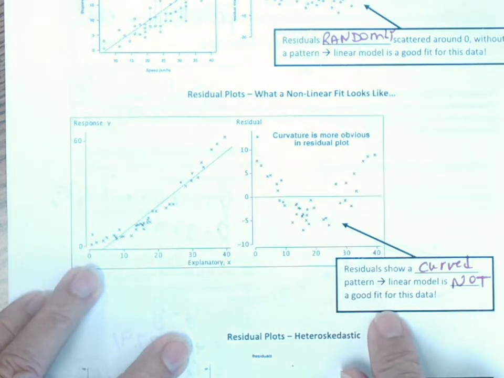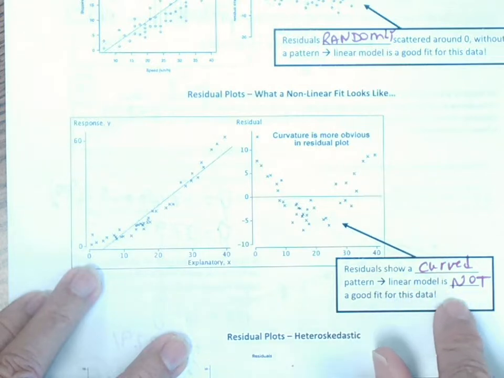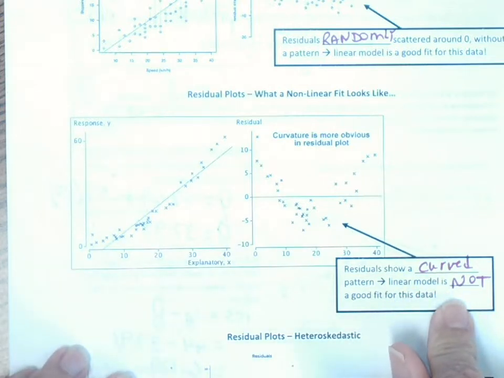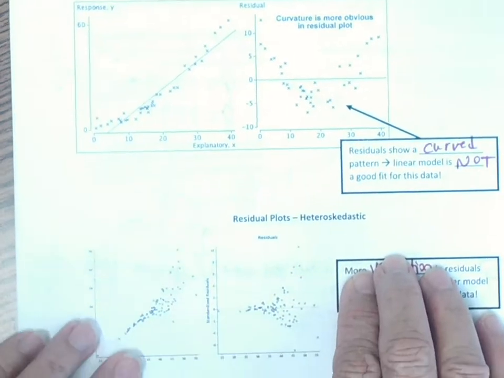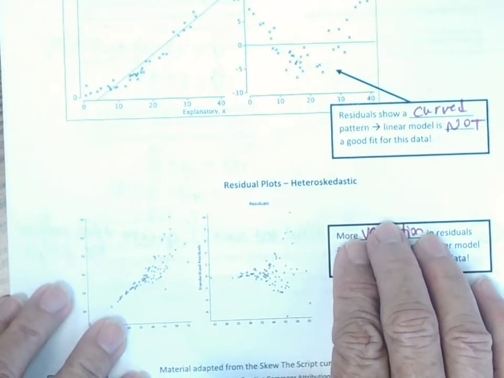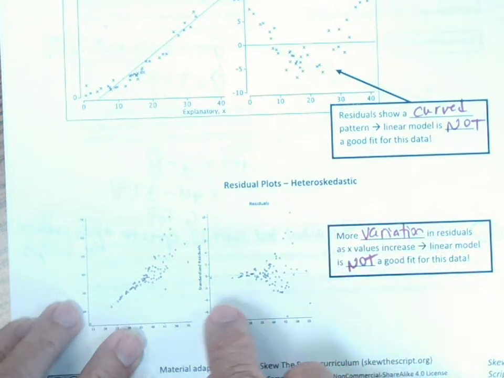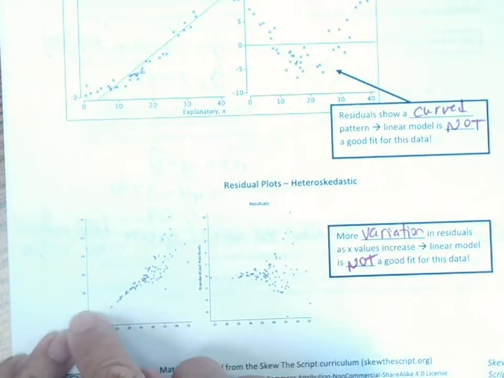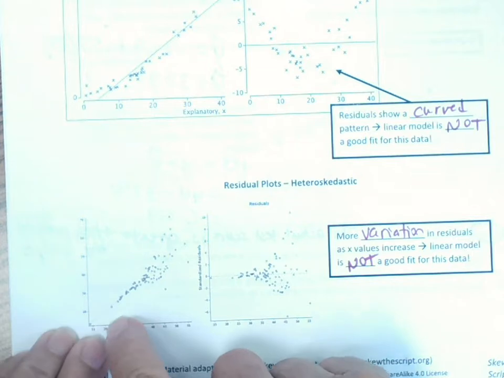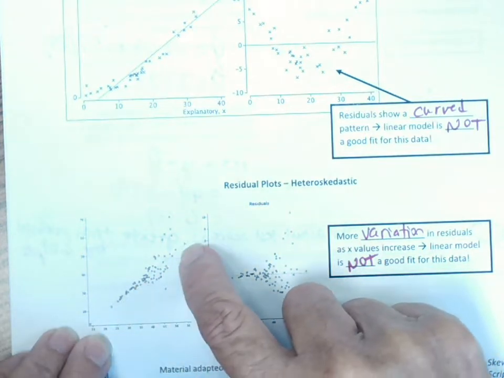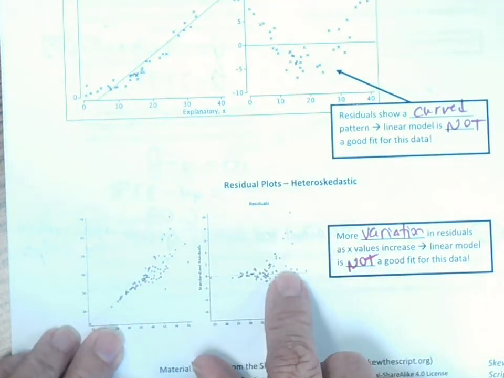We don't have to say what would be a good fit, just that the linear model is not a good fit. Another thing that would tell you that a linear model is not a good fit is if you have what's called heteroscedastic data. So again, here's my explanatory and the response. The line goes right through here, the least squares regression, and here's my residual plot.